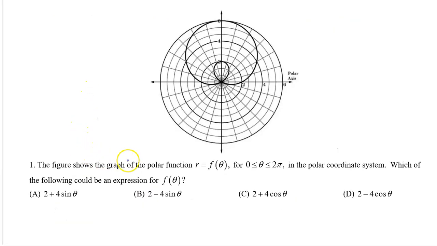Number 1. The figure shows the graph of the polar function r equals f of theta on the interval from 0 to 2 pi in the polar coordinate system. Which of the following could be an expression for f of theta? We can often eliminate two options by letting theta equal 0.